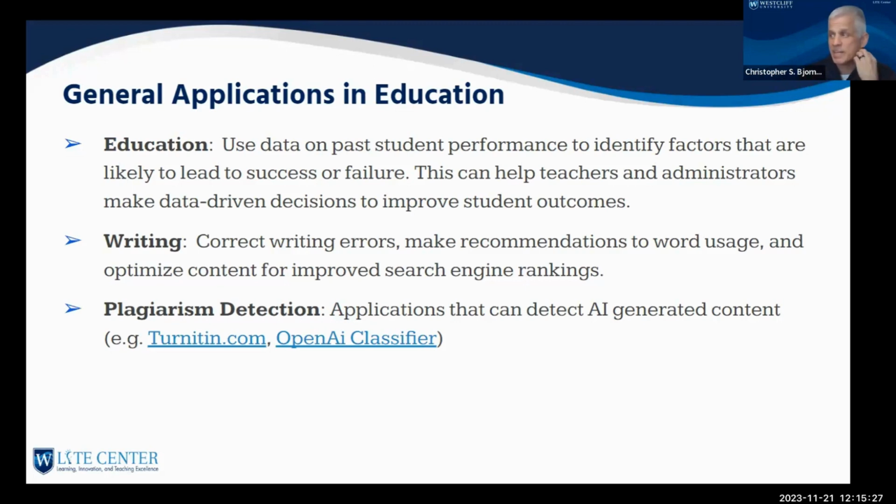Correct writing errors, make recommendations on word usage, optimize content for improved search engines. And then last but not least on this slide is plagiarism detection, which we're all familiar with, I assume. Applications that can detect both students copying other students' work, which is just your basic plagiarism, or generating AI content plagiarism. The two most popular ones are Turnitin.com and then OpenAI Classifier also has a tool.